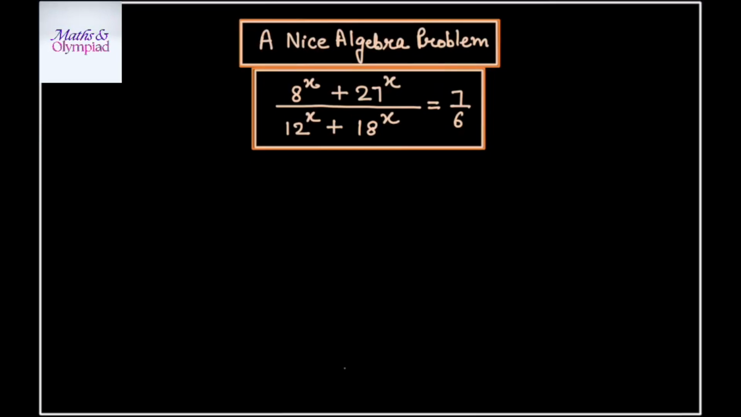In this video, I am going to take up a very nice algebra question from Maths Olympiad, which says (8^x + 27^x)/(12^x + 18^x) = 7/6. I will do the substitution twice in the question, so it would be a nice learning video for all of you. So let's start by writing the solution.